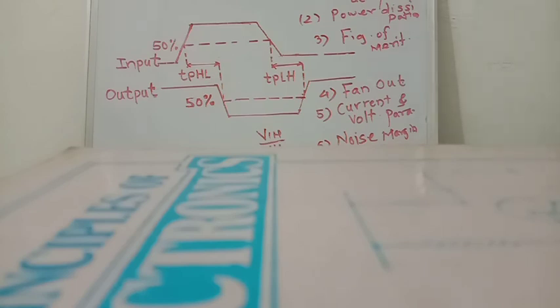And the ability of the logic circuit to tolerate this noise is known as noise immunity. The qualitative measure of the noise immunity is called noise margin.